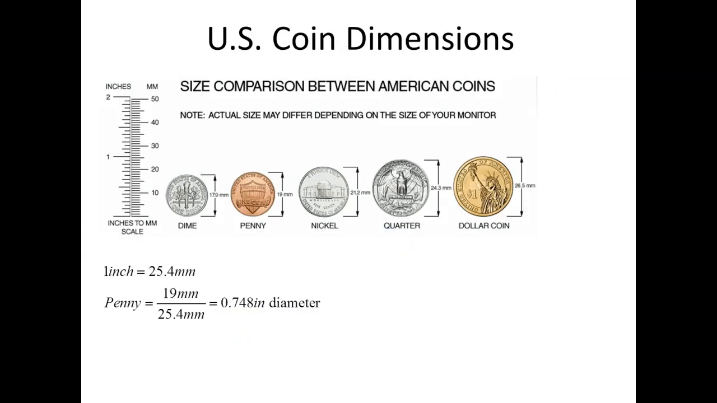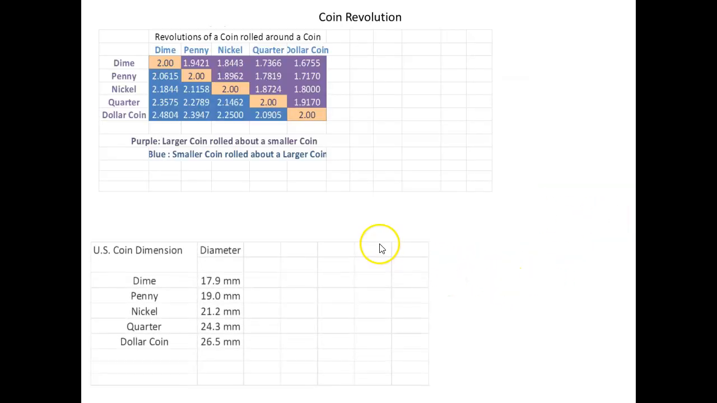And I did this with some coins just to show you how this works. The dimensions of these coins are given in millimeters. 1 inch equals 25.4 millimeters. So 1 penny is approximately 0.748 inches in diameter.